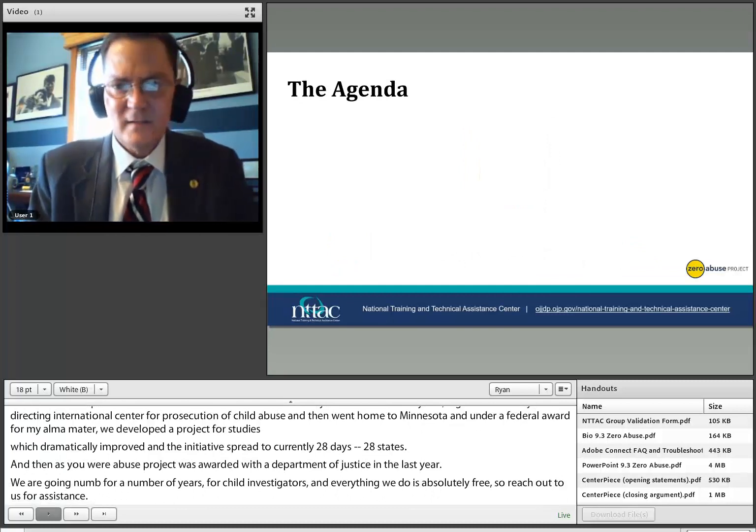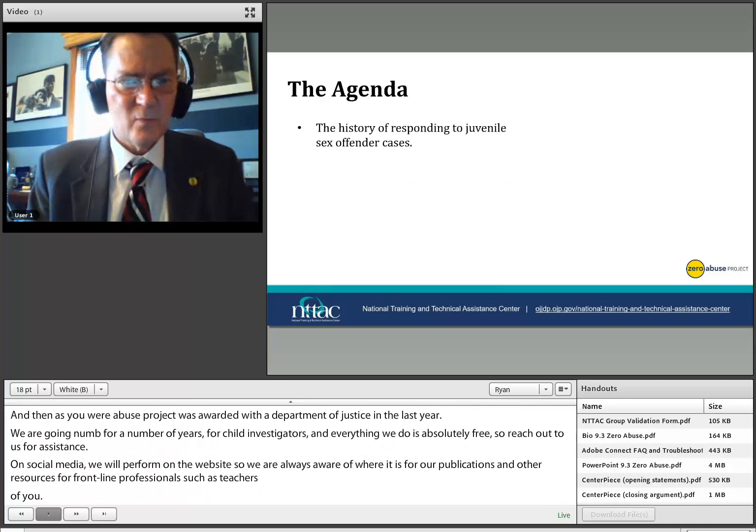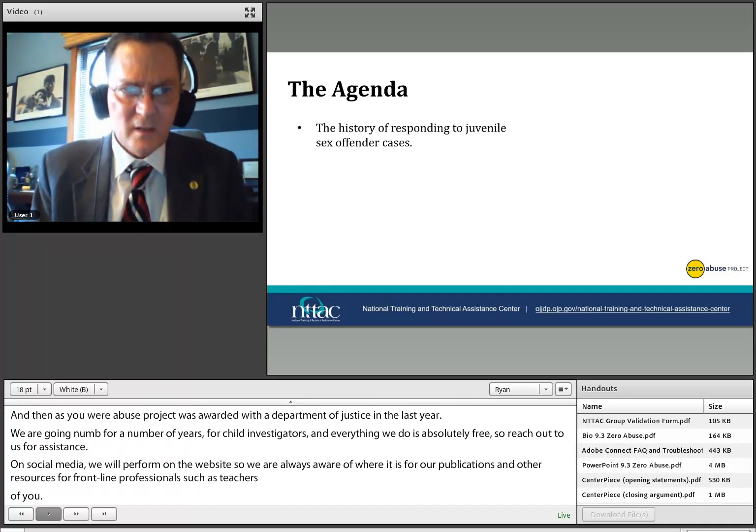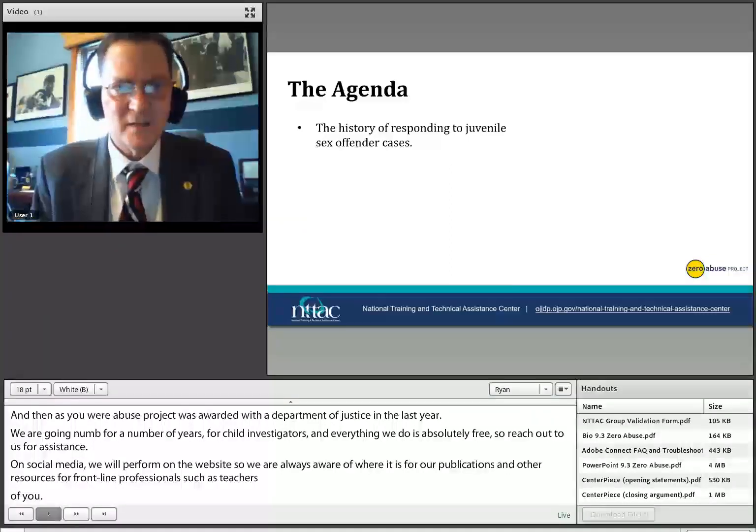The subject at hand today is how do we investigate and how, if we need to, do we prosecute in juvenile or even adult court a child who has committed an act of sexual assault, such that if committed by an adult would warrant a criminal reaction. To that end, toward that goal, we'll chat a little bit about the history of responding to juvenile sex offender cases.